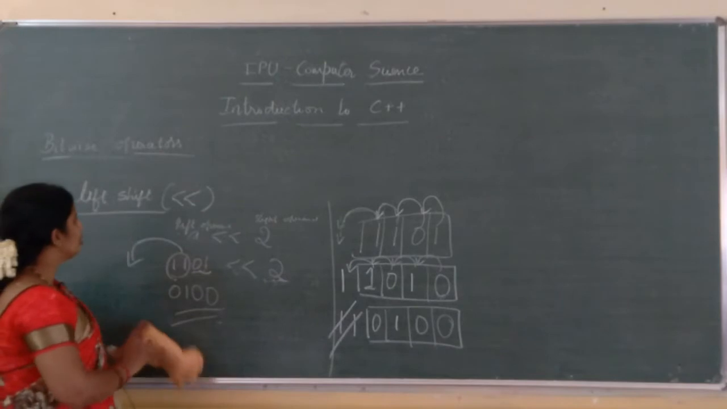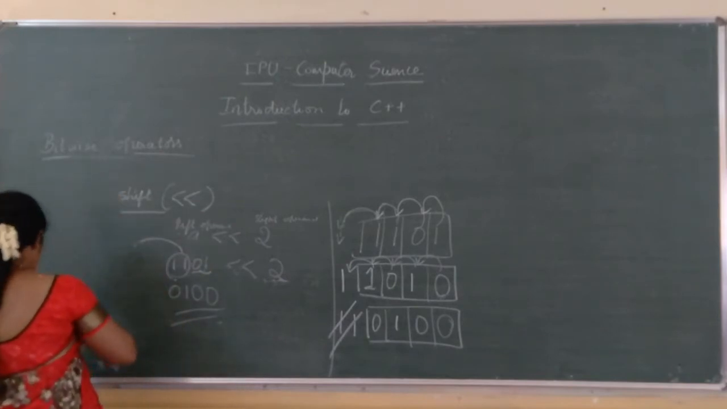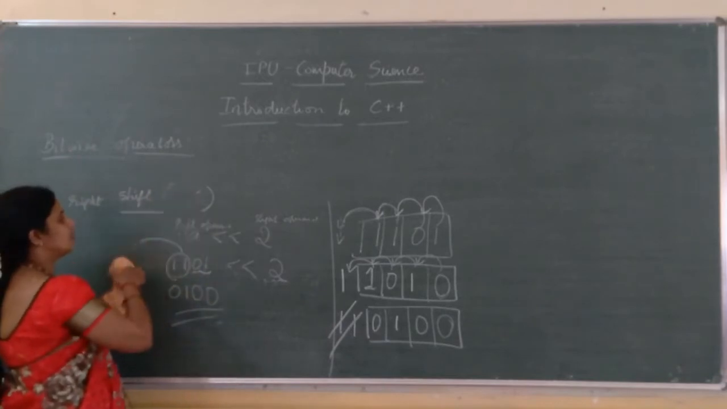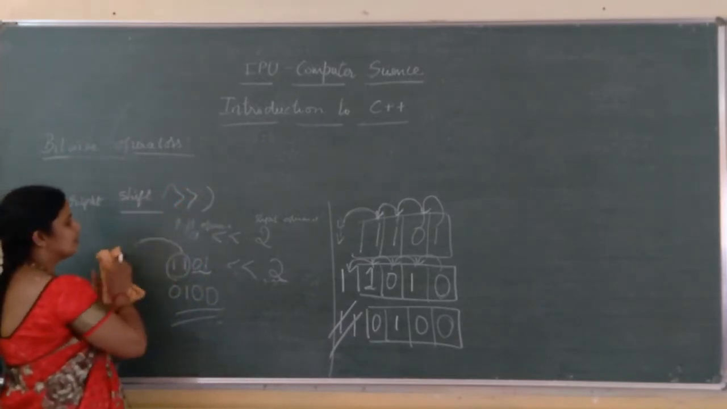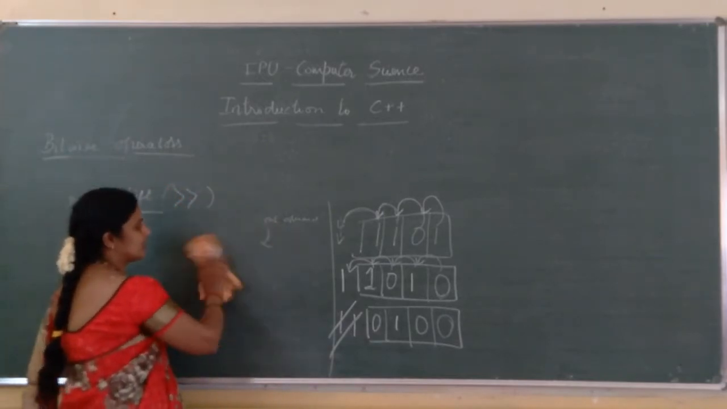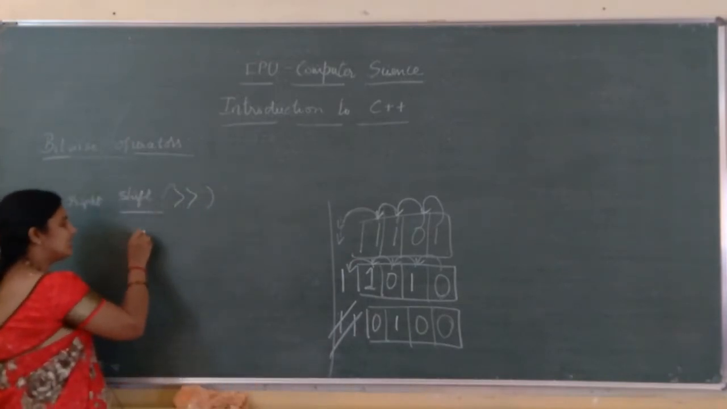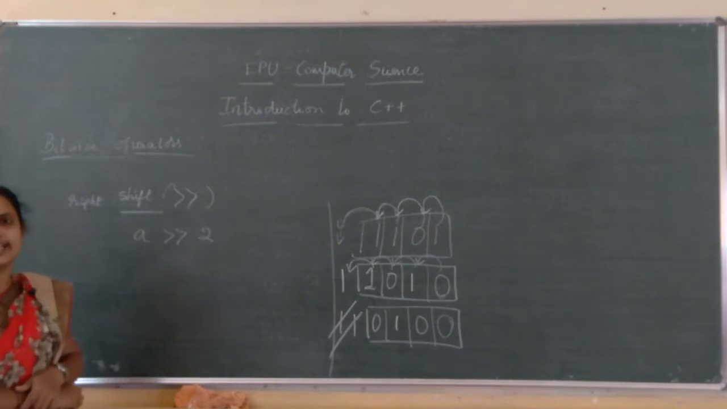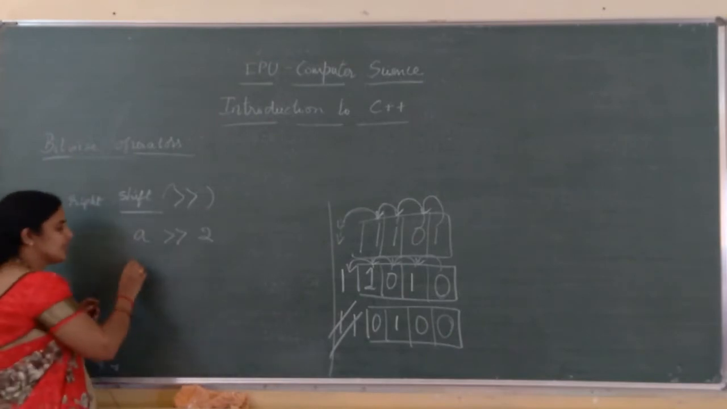Next we will move on to right shift. Right shift is just the reverse of left shift, and the symbol is also reversed. I will consider A right shift 2.